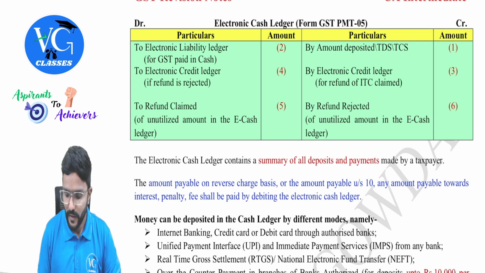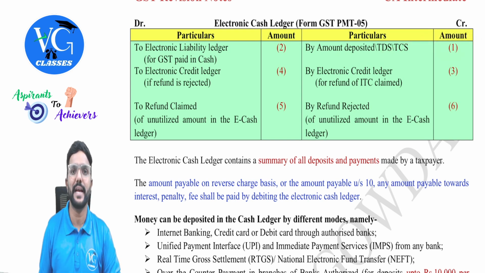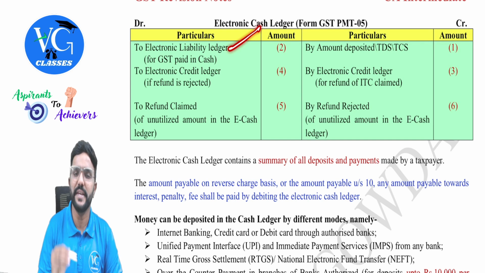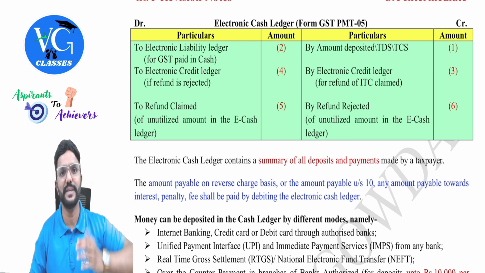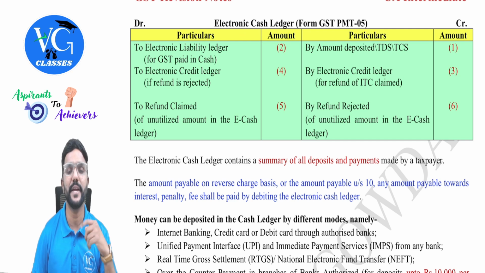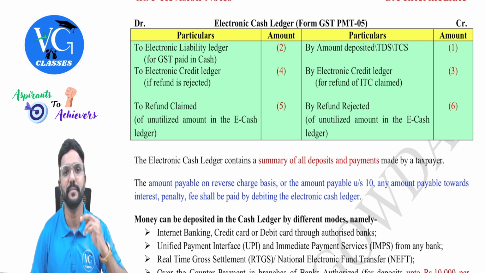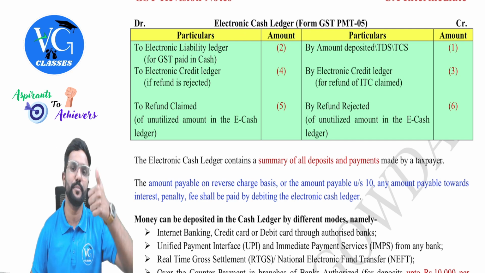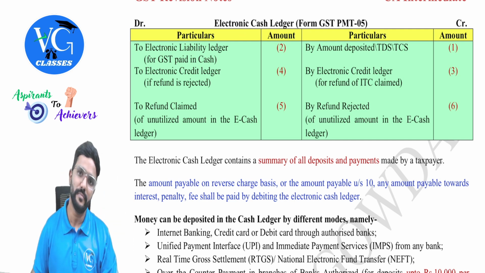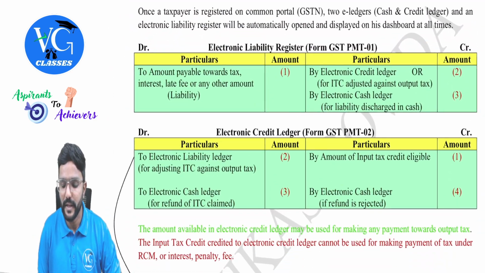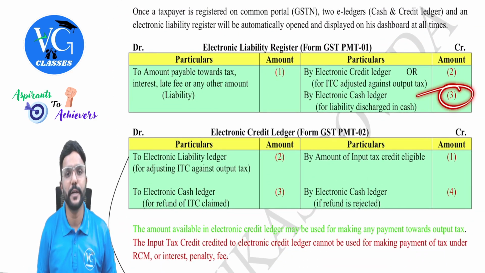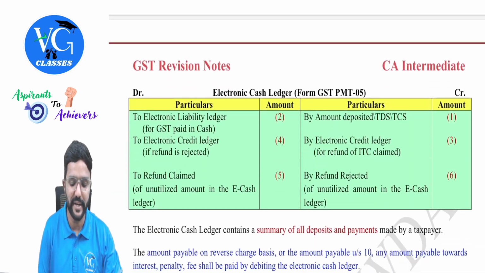Okay, fine. So we have a balance here in electronic cash ledger, which we can use to pay anything under GST. Anything means it can be output tax, interest, late fee, penalty, and even input tax, that is on inward supply. If I am supposed to pay tax under RCM, can I use electronic cash ledger balance to pay it? Yes. So if I have to show you, whatever we credit it here, the same amount would be debited here, guys.